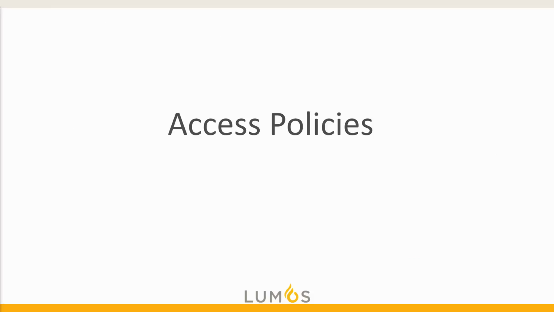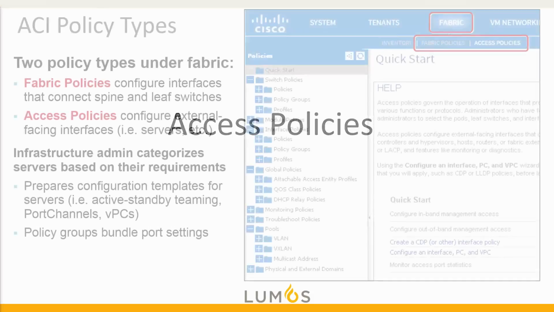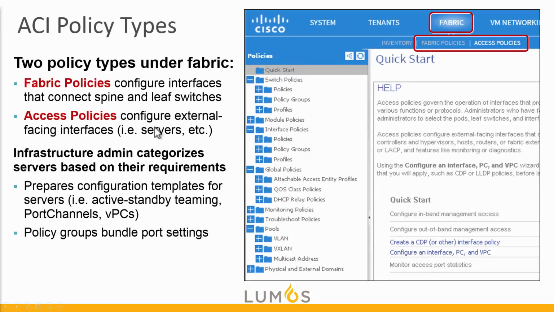So next, let's take a look at access policies. So again, the two types of policies, the access policies under Fabric Access Policy is where we're going to configure our external interfaces. So the infrastructure admin is going to categorize servers based on their requirements, okay? And really not just servers, but really anything that we're connecting to. Could be routers, could be physical switches, anything that we're physically plugging into our leaf southbound facing ports.